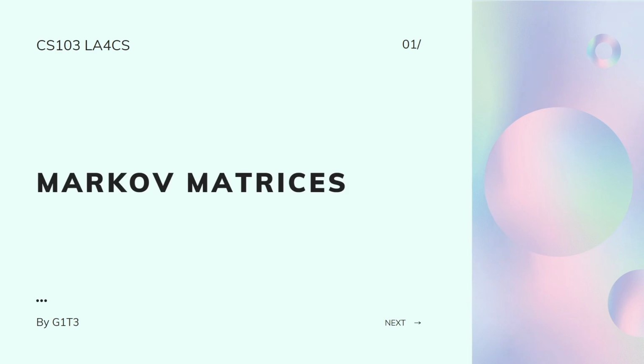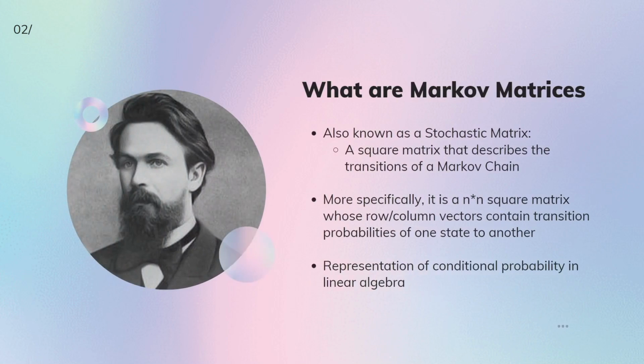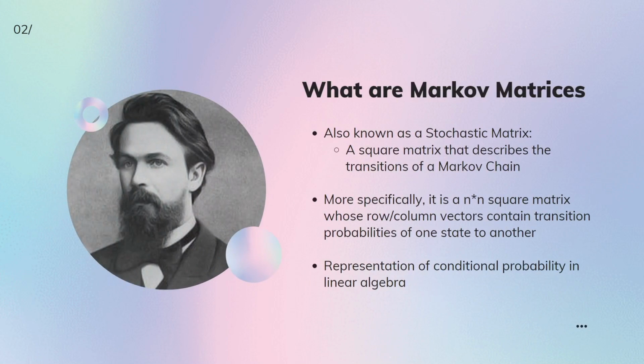So what are Markov matrices? They are square matrices that determine the transition of a Markov chain. And a Markov chain is a stochastic process that describes a sequence of possible events in which the probability of each event depends only on the state attained in the previous event. The row or column vectors in a Markov matrix contain the transition probabilities of one state to another, and they are conditional probabilities represented in linear algebra.